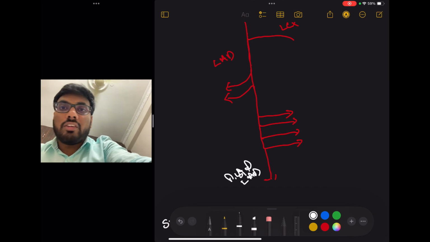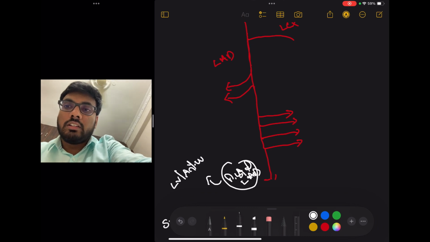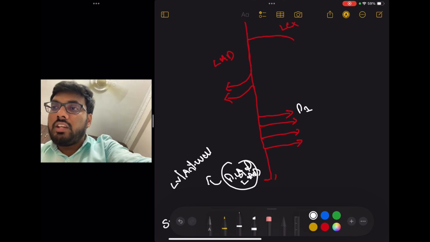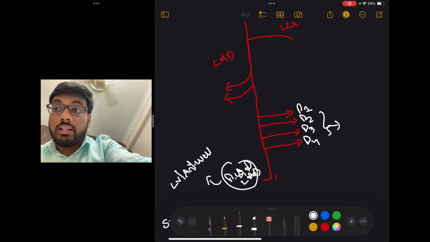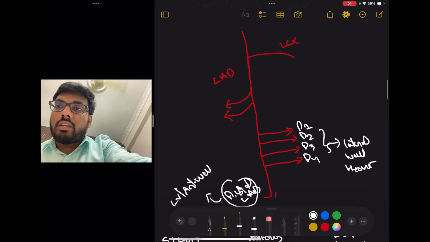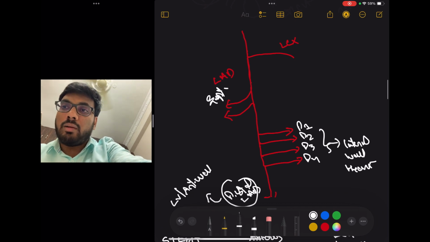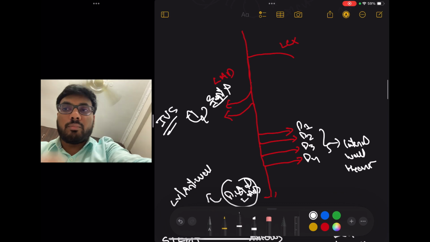This distal LAD supplies what? The anterior wall of the heart, that is the left ventricle. Okay, these are the diagonal branches, D1, D2, D3, D4. These diagonal branches supply what? The lateral wall of the heart. Okay, these are the septal branches. These septal branches supply what? The interventricular septum, that is the IVS, interventricular septum of the heart.